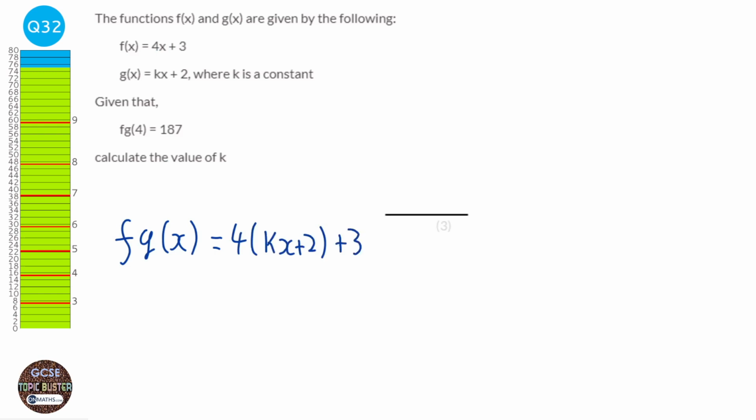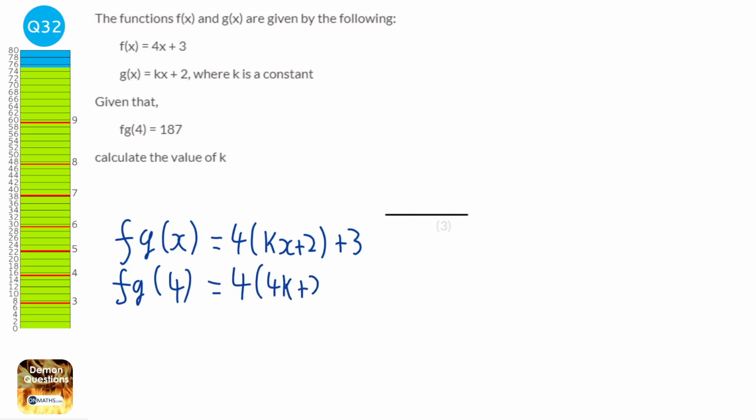Now this says that fg, when 4 is put into it, gets an answer of 187. So when 4 is put into it, well, let's put that 4 into it. So 4 brackets, and it's k times 4, so that's 4k, plus 2, plus 3. And it says that that will equal 187. So we've actually got something we can solve here.